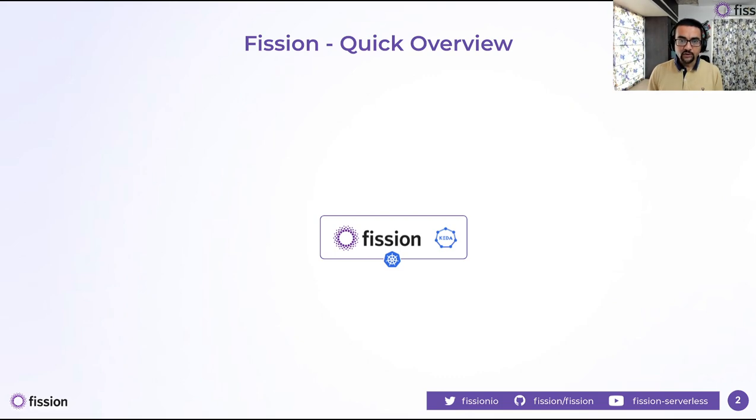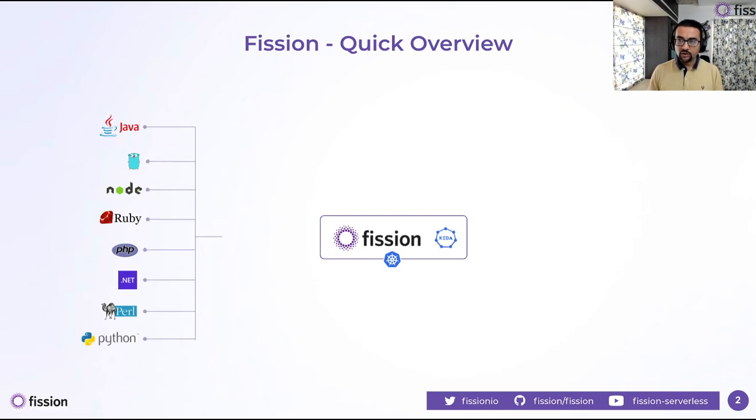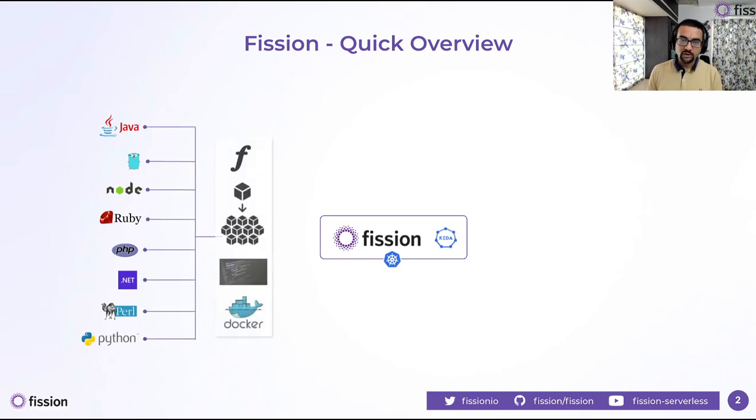Now, as a developer, you can write functions or microservices in any language on Fission, whether it be Java, Golang, Node.js, Ruby, PHP, or Python. And as a developer, you can write either functions or simple microservices. You can give it source code or you can even give it a Docker image and it can run and manage it for you.